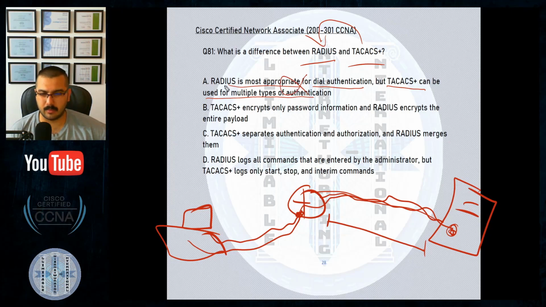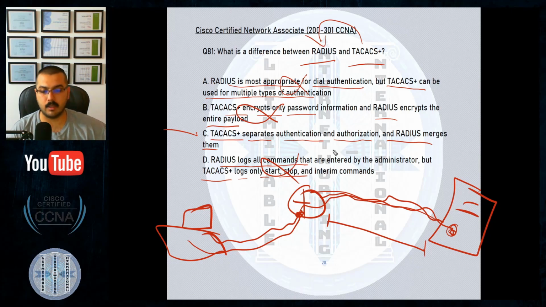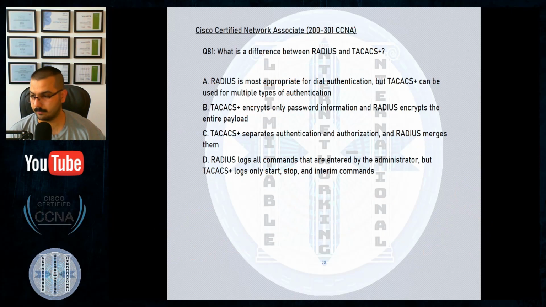No, same AAA authentication. TACACS encrypts only the password, and RADIUS encrypts the entire payload. No, this is not what we are talking about. TACACS separates authentication and authorization, and RADIUS merges them. Yeah, I believe so. RADIUS logs all the commands, but TACACS logs some commands. No, TACACS is way better even in logging. So only C can be chosen in this question.